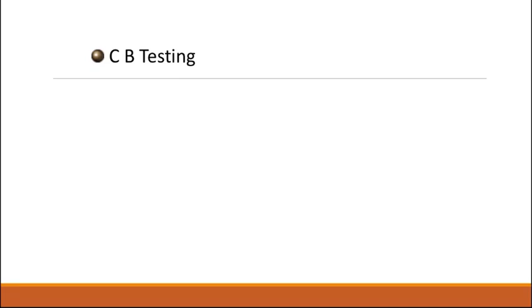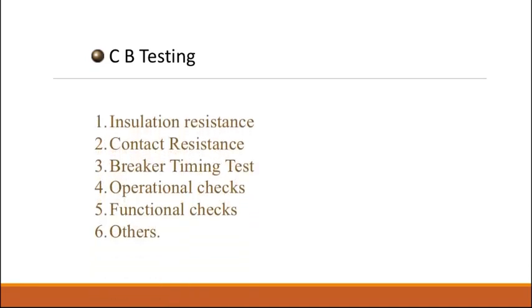Let us speak about the testing of the circuit breaker. There are many tests available. Here I will speak only about the basic and mandatory tests we conduct during commissioning. These are the minimum tests we are conducting. The first one is insulation resistance, contact resistance, also called the voltage drop test, breaker timing test, operational and functional checks, and others. The others include some tests that vary from manufacturer to manufacturer and depend upon the voltage level.